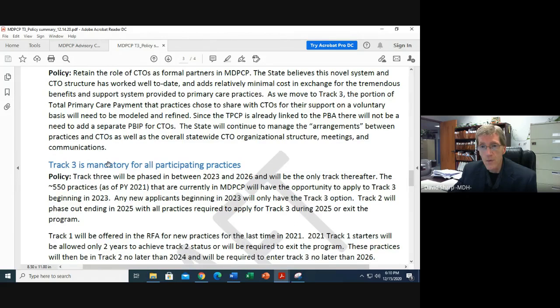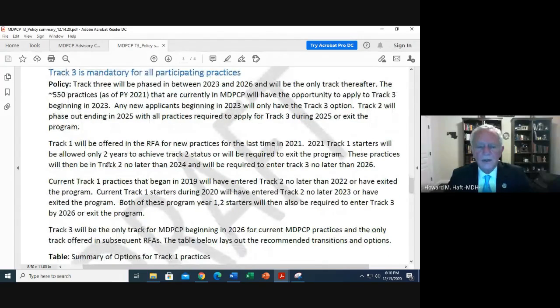Is it mandatory for participating practices? Great. Yeah. So this was again a hard line from CMMI that said that to get through clearance, we would need to show how we would be phasing out the current program, track 1 and track 2, and phasing in MDPCP track 3. So we've detailed here in a table a transition period that would begin in 2023 and end in 2026. So by 2026, there would only be the new starters, and all other practices would have transitioned to track 3 at that time. Track 1 is already scheduled for sunsetting.